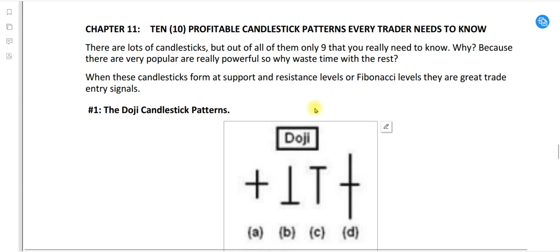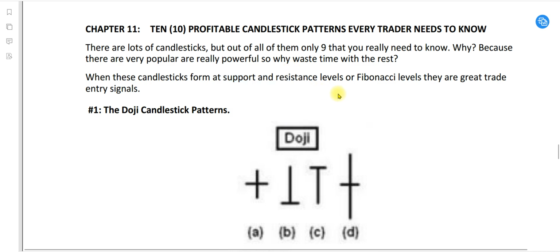Candlesticks form at every time frame, at every stage, everywhere on the chart. But what we need to note is that we only look at those that form at important zones. So what are these zones that we are talking about? We are talking about the support and the resistance levels.